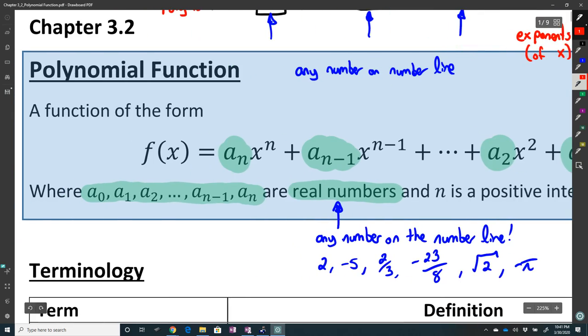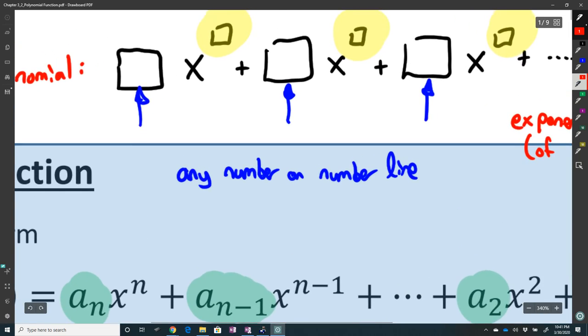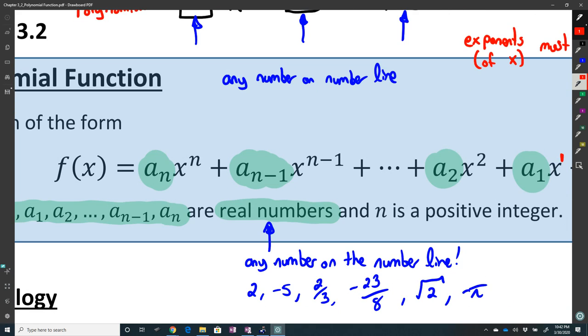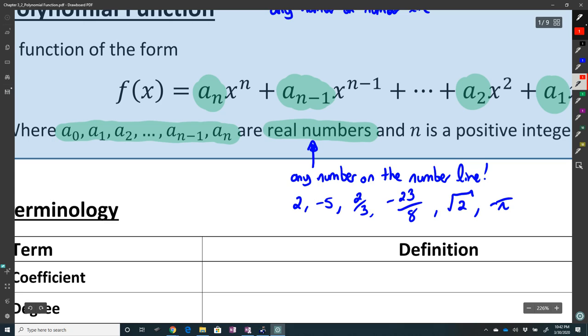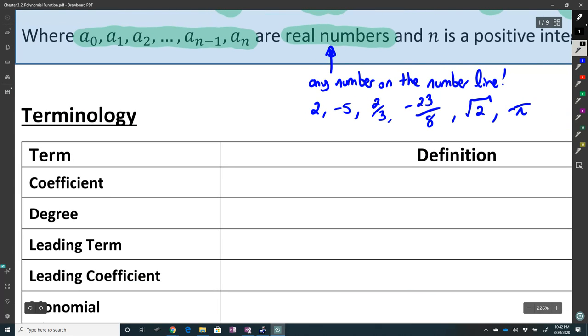So that's all this ugly equation is trying to do. It's just telling you that it's just x to the exponent plus x to the exponent plus x to the exponent. And if it follows that pattern, it's a polynomial. All right? So just some terminology before we start. Coefficient is the number in front of x.